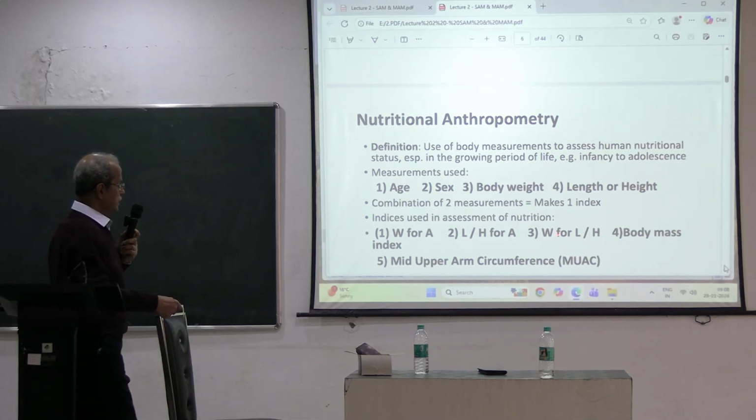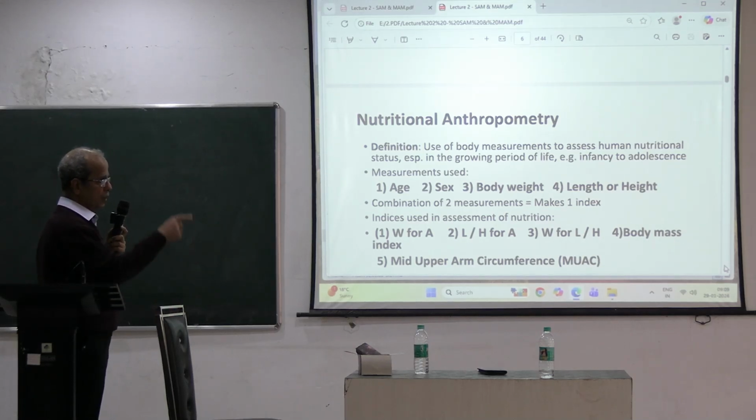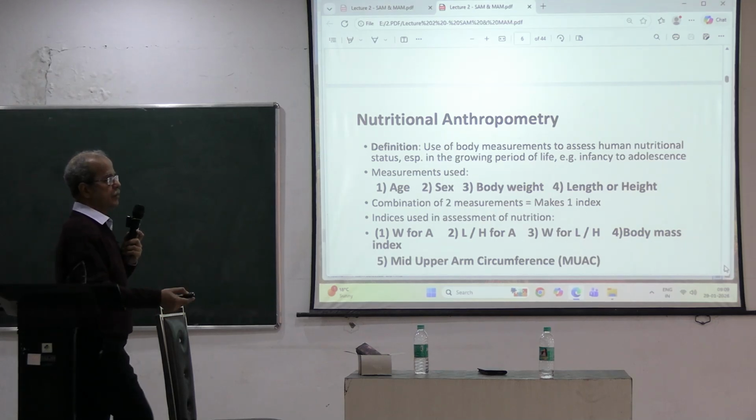The weight for length or weight for height, there are definite charts showing you the proper or the normal weight at every height. And if the child falls below that, then we know that the child's weight for height is less. And that is called, what is that called? That is called wasting. Because a normally tall child, if he has less body weight, then he will look what?